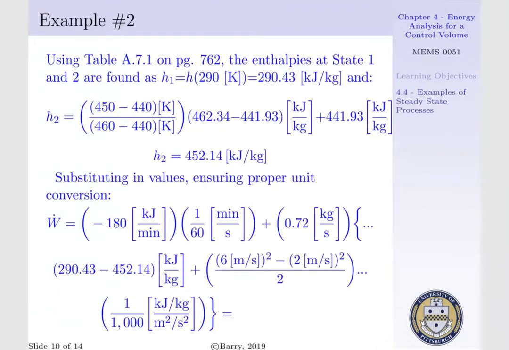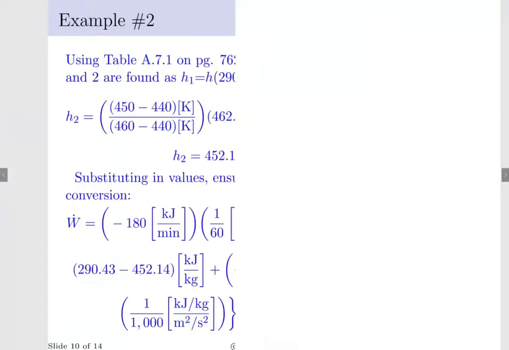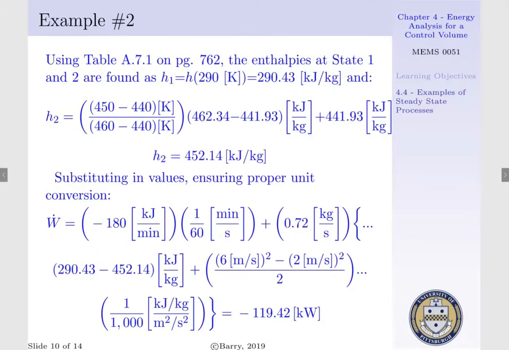Our velocity at state 1 is 6 meters per second. Our velocity at state 2 is 2 meters per second. And recall we have to convert our meter squared per second squared to kilojoule per kg by dividing by 1,000. We can then calculate W dot as negative 119.42 kilowatts, where the negative sign indicates that this work has to be supplied to our system for our compressor to function as described.